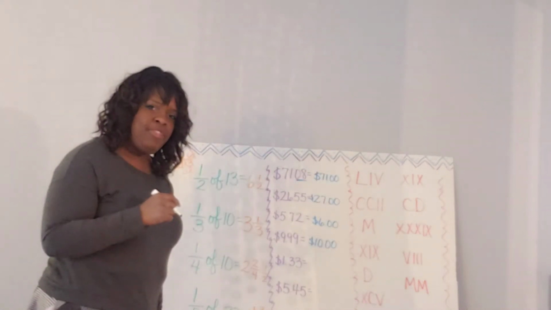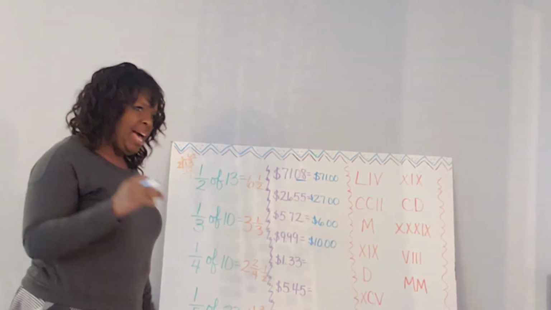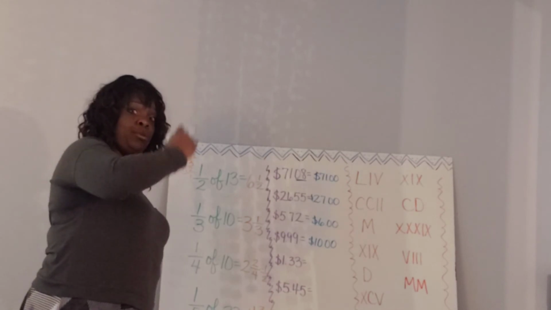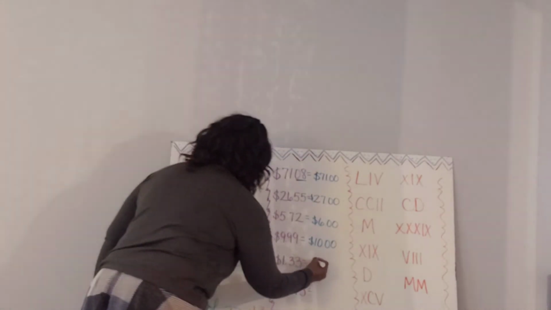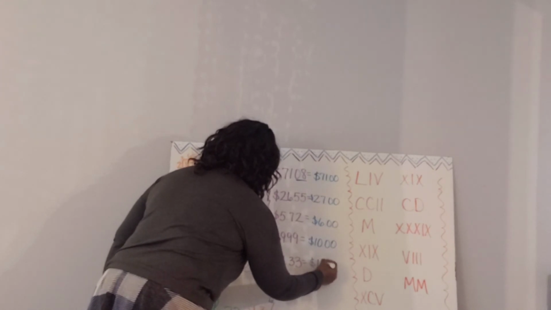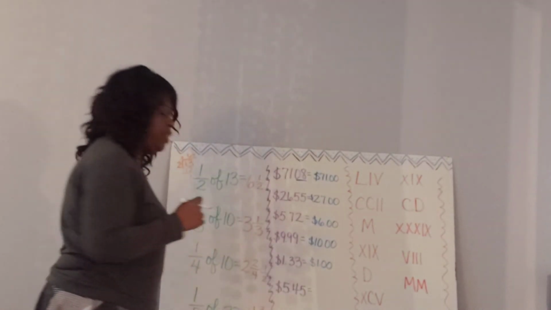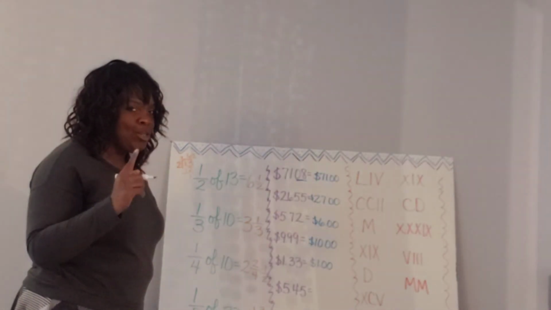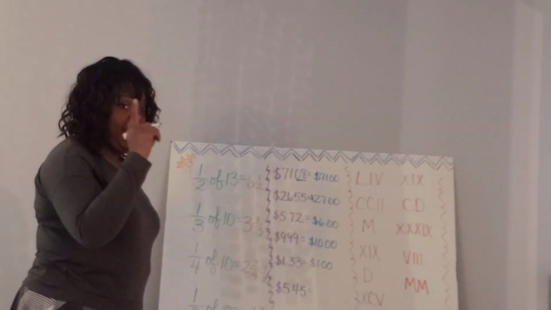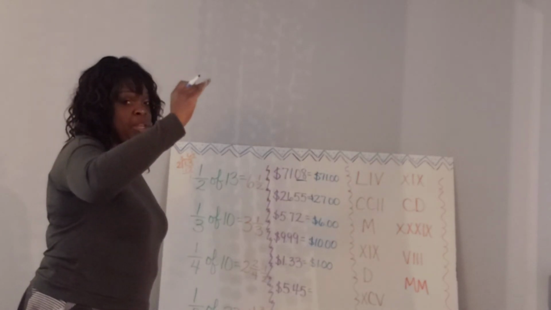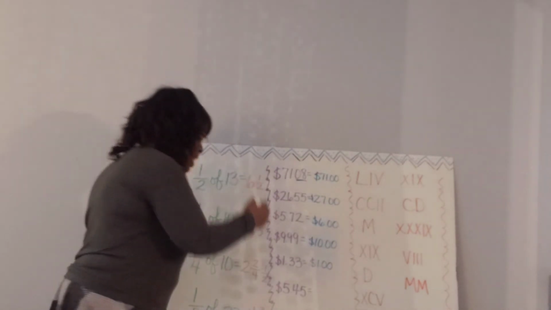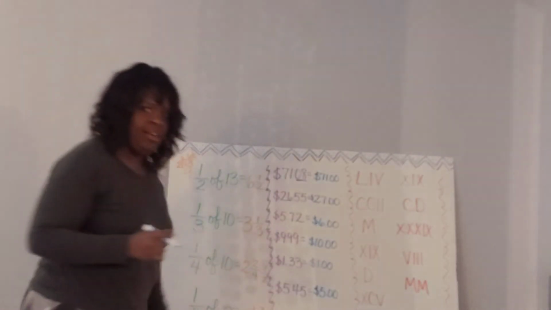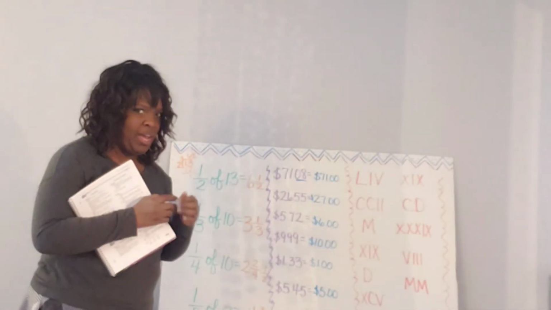What about $1.33? It's kind of in the middle, but yes, because it is 49 or lower, it's going to go down. We would round it down to $1. Then we have $5.45. Whew, it's close, but it's still not 50 and above. It's 49 and underneath. So we're going to round it down to $5. Hopefully you all understand that and that makes sense to you, okay?